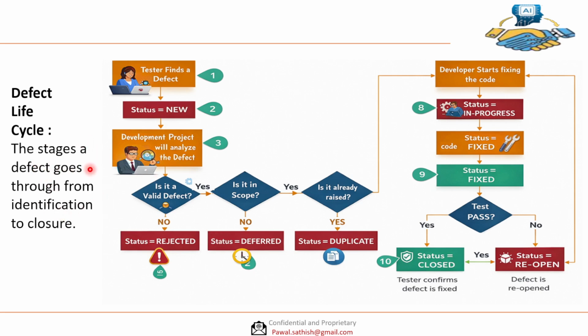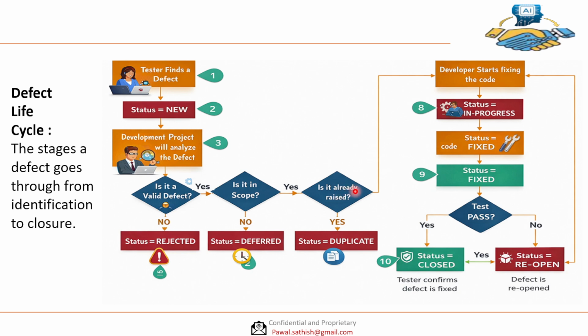It is the stages a defect goes through from identification to closure. Here we have explained the defect life cycle. First, a tester finds a defect and the status is new. Then in the next stage, the defect triage meeting, product, QA, and dev leads discuss the defects and consider whether it's a valid defect. If yes, is it in scope? If the answer is yes, it is already raised.